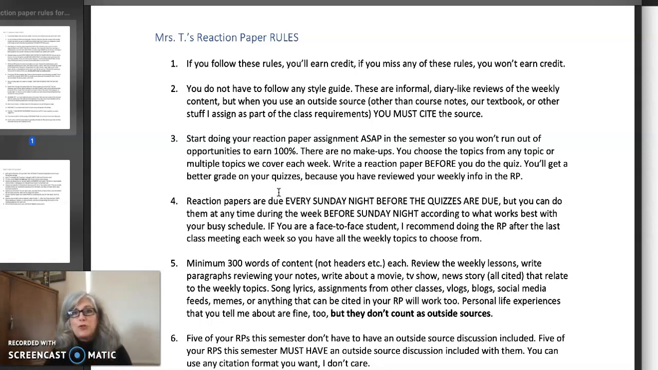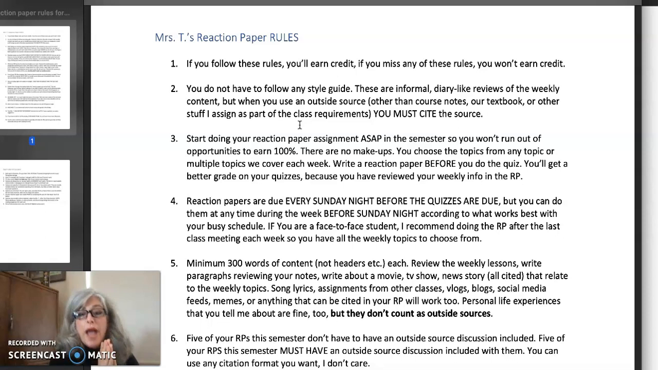I just have to be able to read it and interpret it, and understand the link that you're making between sociology content from that week and what you're telling me in your reaction paper. So make sure that it's a diary-like review of the weekly content. Some people, especially early in the semester, just look at their notes from the weekly lessons or from the reading assignment that has gone along with the weekly lessons. Some students simply look at that and then rewrite those notes in a paragraph format.